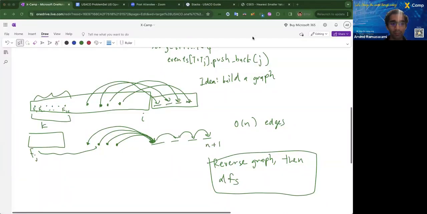Just give me 1 moment. Okay. Yeah, so that's the solution for problem 1.